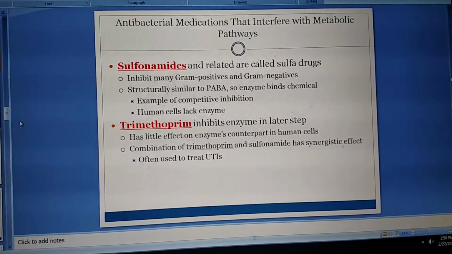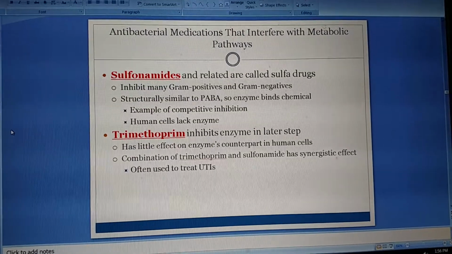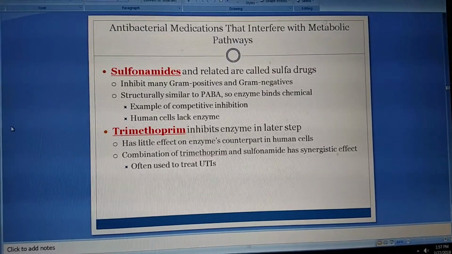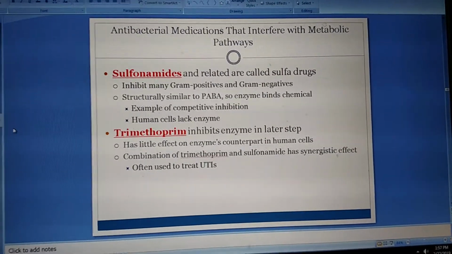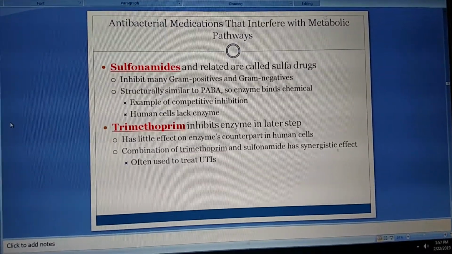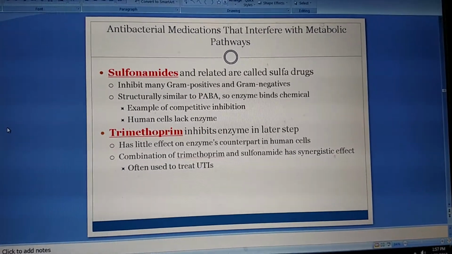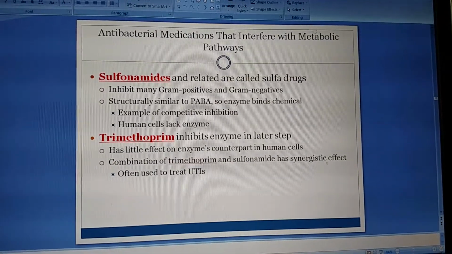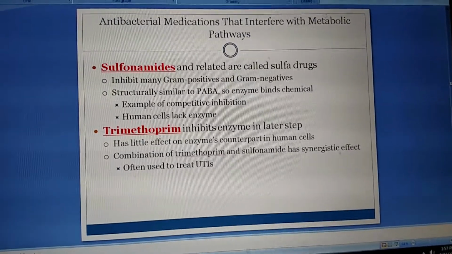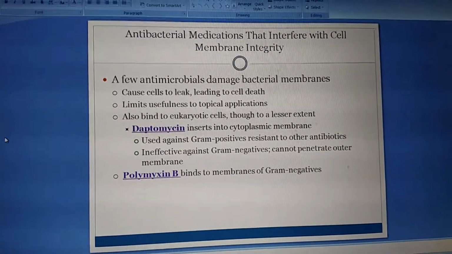So the sulfa drugs are the sulfonamides. They can inhibit a number of gram-positives and gram-negatives. They can basically bind in a form of competitive inhibition to the enzyme. And since humans do not have the enzyme, it does not cause an issue with us. Trimethoprim inhibits an enzyme at a later step. Now, humans do have a counterpart to that enzyme, but this medication doesn't really have any effect on it. And typically, you actually give a combination of both because they're synergistic to each other. And this is how we often treat UTIs. You can also target the cell membrane.